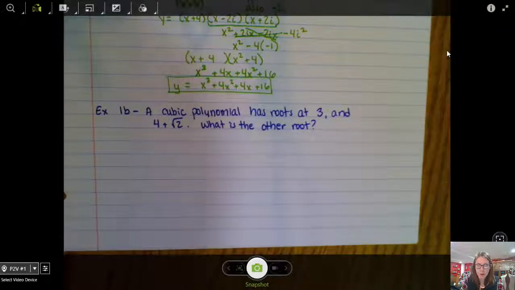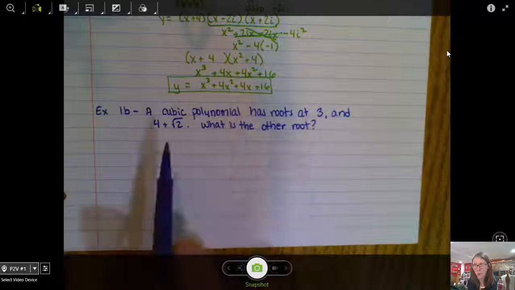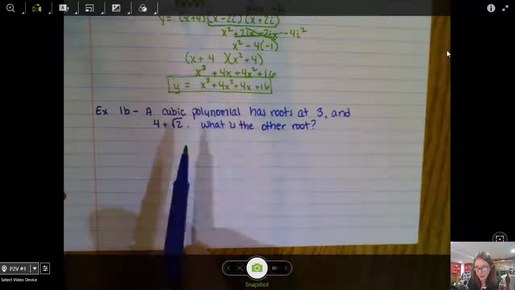Like I said in that last video, I will do example 1b and example 2b here at the same time. Example 1b: a cubic polynomial has roots at 3 and 4 plus the square root of 2. What is the other root?